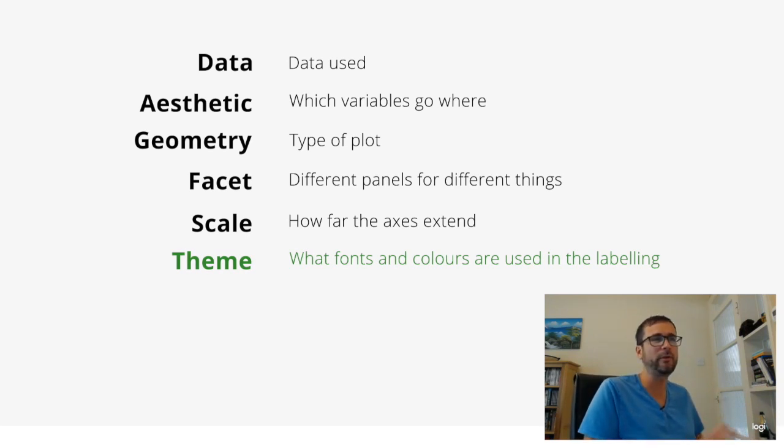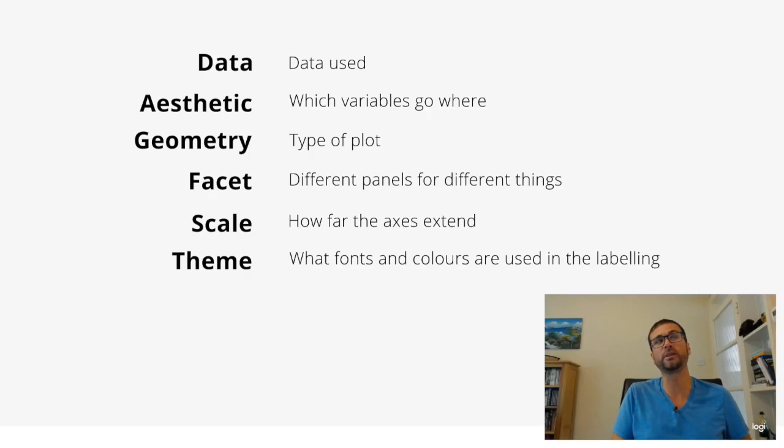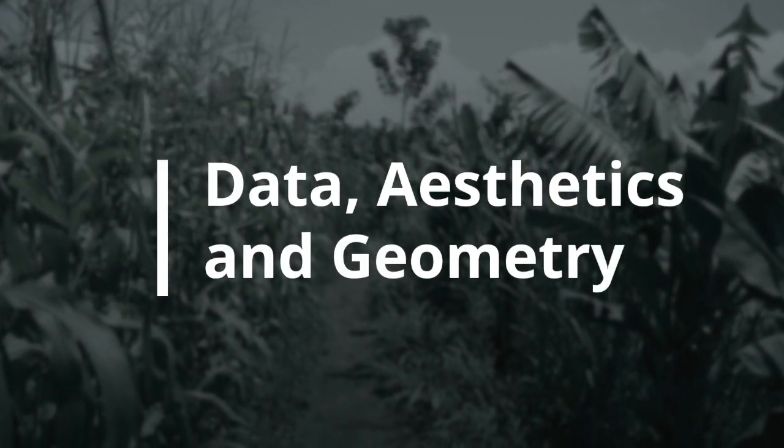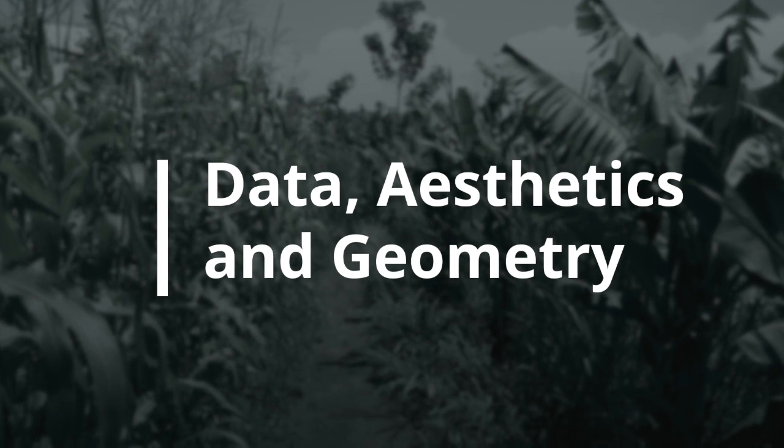So let's focus to begin with on just the first 3 of these 6 components. Because with the data, the aesthetic mapping, and the geometry, these are the 3 which are essential. These always need to be specified. Everything else is to a certain degree optional because there are defaults which it can take, but without data, aesthetic mapping, and geometry, we don't really have a plot.